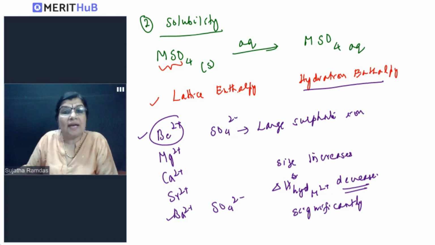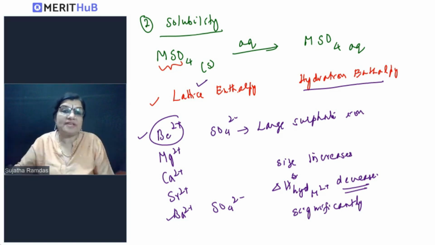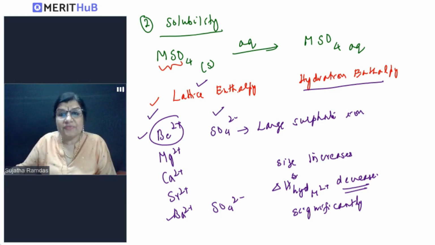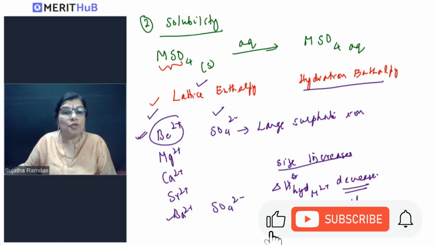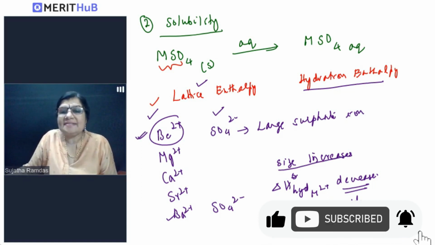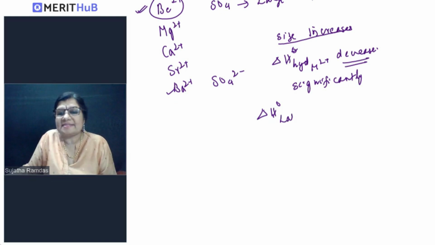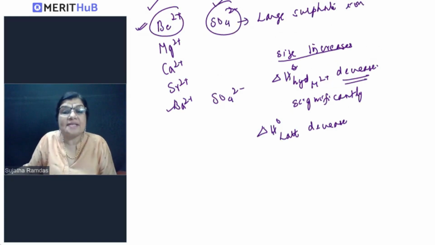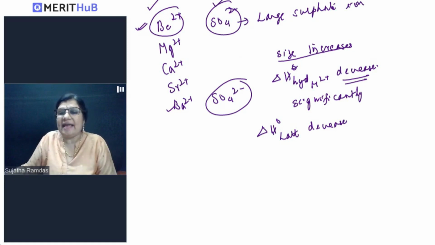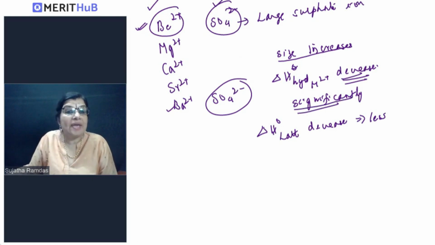Now, what about the other component, lattice enthalpy? Lattice enthalpy involves the electrostatic force of attraction between the positive ion and the negative ion, so that also depends upon the size. As the size increases from beryllium ion to barium ion, here also the lattice enthalpy will decrease, but less significantly because the sulfate ion is large. So the decrease in lattice enthalpy is less, whereas the decrease in hydration enthalpy is more.